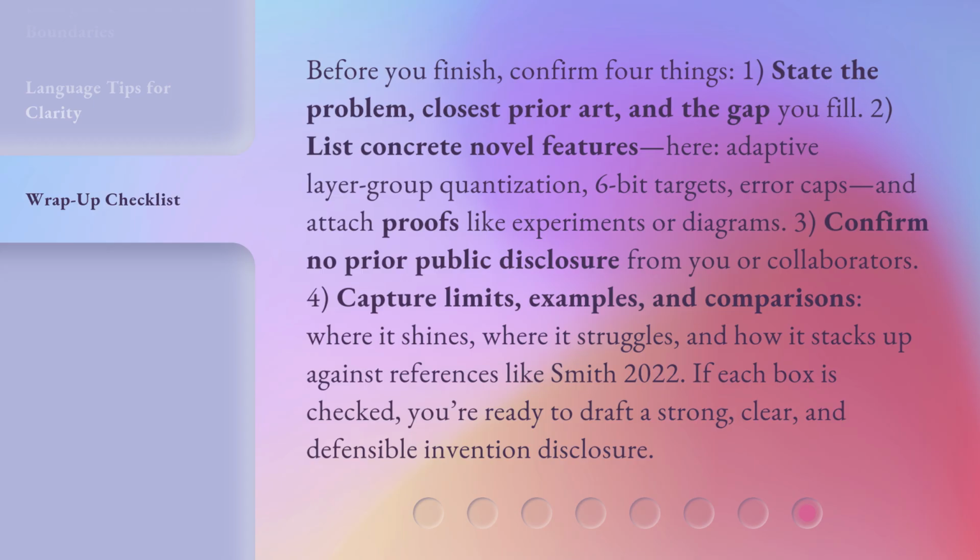3. Confirm no prior public disclosure from you or collaborators. 4. Capture limits, examples, and comparisons. Where it shines, where it struggles, and how it stacks up against references like Smith, 2022. If each box is checked, you're ready to draft a strong, clear, and defensible invention disclosure.